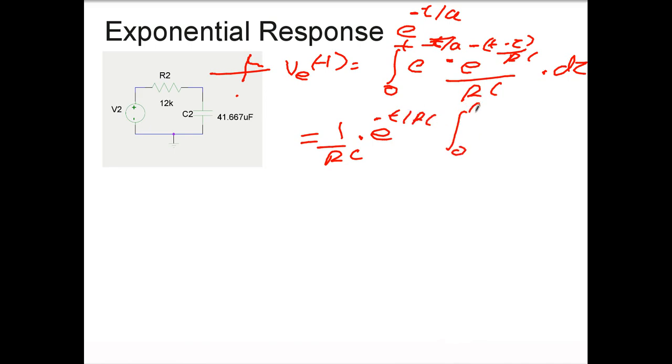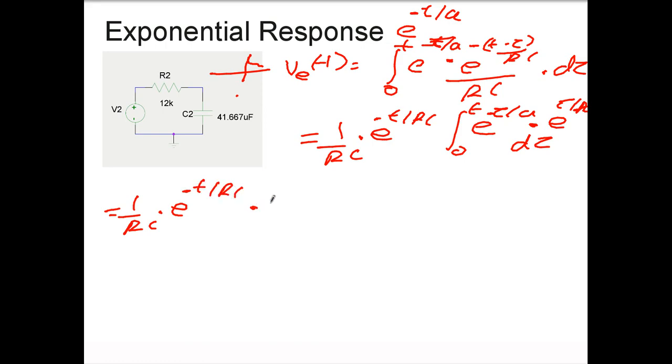I'll again take the 1 by rc e raised to minus t by rc term outside the integral. Okay, and this is the integral from 0 to t of e raised to minus tau by a, sorry, times e raised to tau by rc, d tau. This equals 1 by rc times e raised to minus t by rc times the integral from 0 to t of e raised to tau times (1 by rc minus 1 by a) d tau.